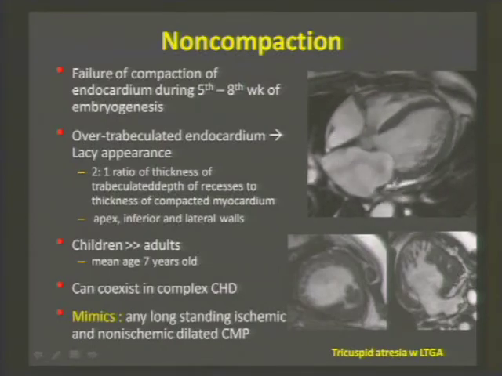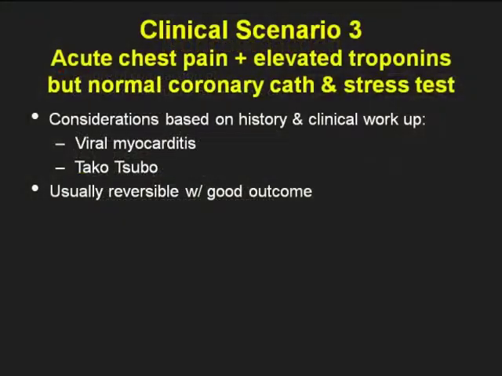A mimic of this is any long-standing ischemic or non-ischemic dilated cardiomyopathy. Eventually, with remodeling, you can see this kind of lacy appearance. So we can't use that 2-to-1 ratio for everybody to say, okay, we saw it and it's non-compaction.